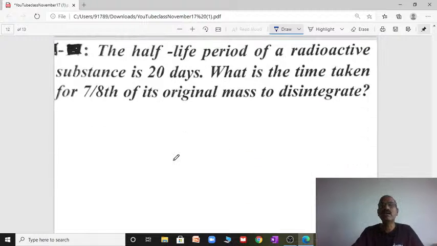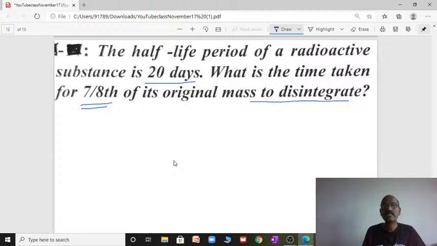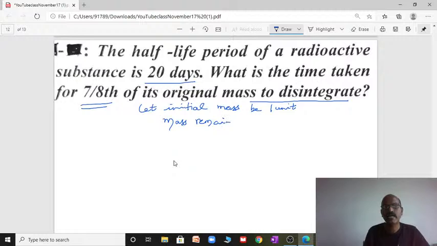The half-life period of a radioactive substance is 20 days. What is the time taken for 7 by 8 of its original mass to disintegrate? Original mass we don't know, so let the initial mass be 1 unit. Now the mass remaining, how much mass is remaining? 1 minus 7 by 8.